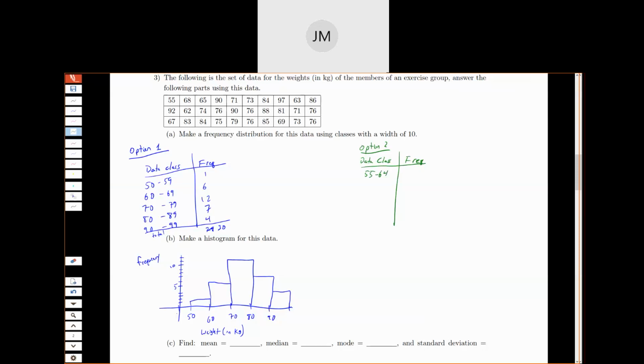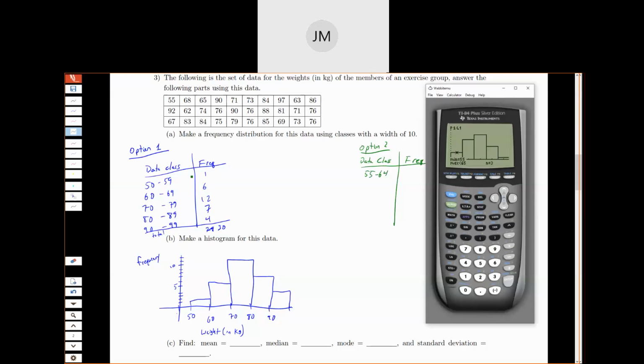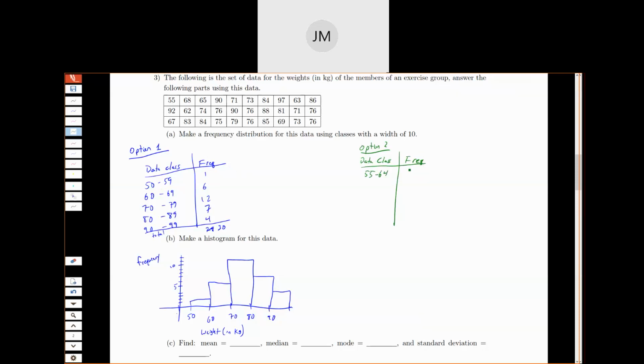Okay, and so that gives me a different frequency than I had when I counted by hand because I was using a different starting point, different range of values. Okay, so here we get 3.